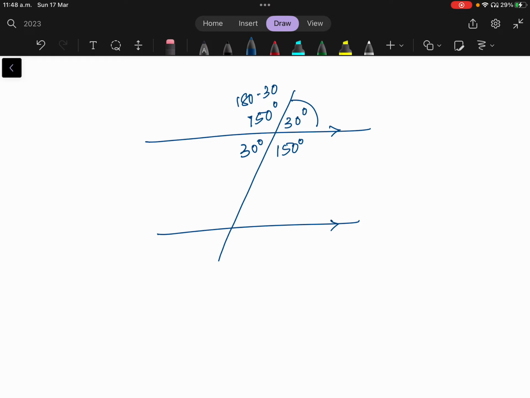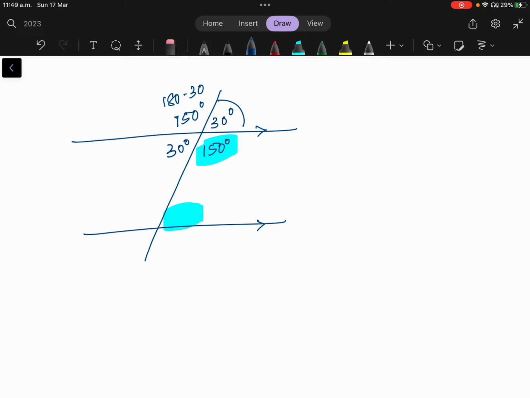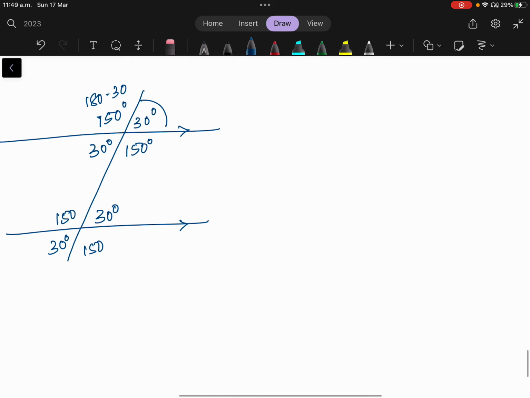Now here, this 150 and this angle, those are interior angles. Interior angles add up to 180 degrees. So what will be this angle? That angle will be 30 degrees, because it adds up to 180 degrees. Now since that is 30 degrees, this will also be 30 degrees, and here it is 150 degrees, here it will also be 150 degrees. Okay, so that's how we build up on this.